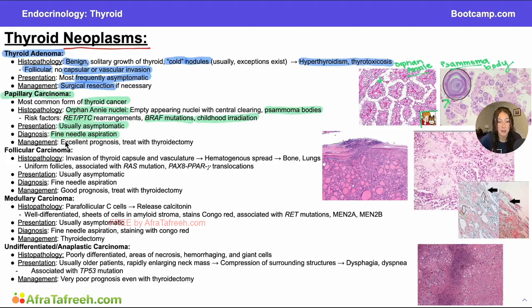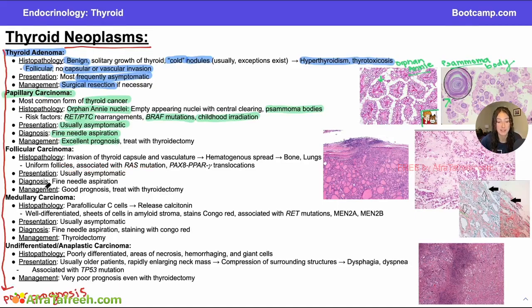And the management for papillary carcinoma: it actually has a really good prognosis and probably has the best prognosis of the malignant neoplasms that we were talking about here. I've actually organized these neoplasms in descending order of prognosis. So at the top we have our benign thyroid adenoma, which has a great prognosis because of course it's benign.